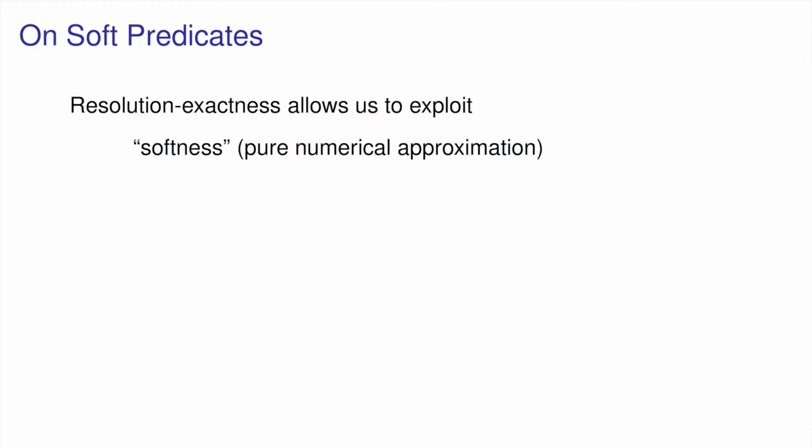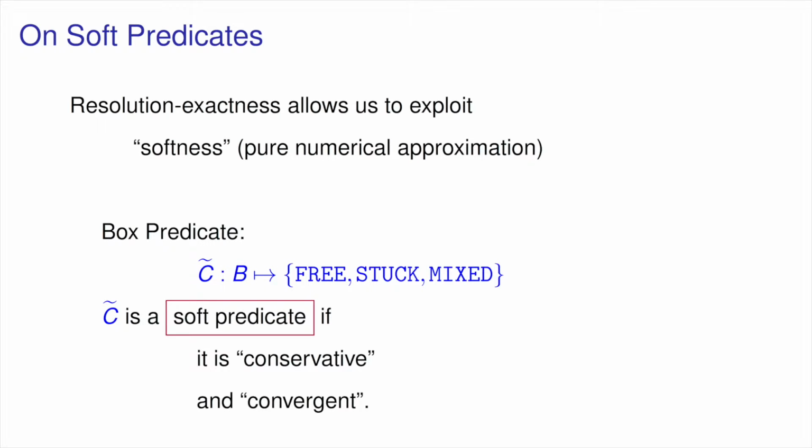Our algorithm depends on a classification of boxes. Resolution exactness opens the way for a soft classification, which intuitively means that they can be implemented by numerical approximation. The classification has 3 possible outcomes: free, stuck, and mixed. Free and stuck are definitive answers, and the soft predicate is set to be conservative if it never makes a mistake when it outputs a definitive answer. The other requirement of softness is that it converges in the limit to the correct answer.